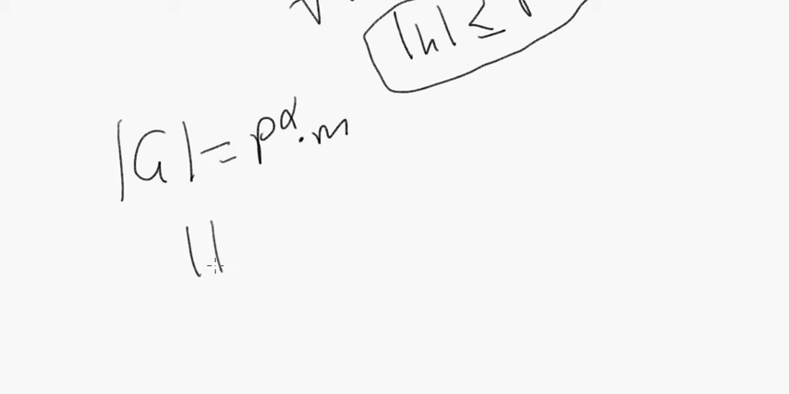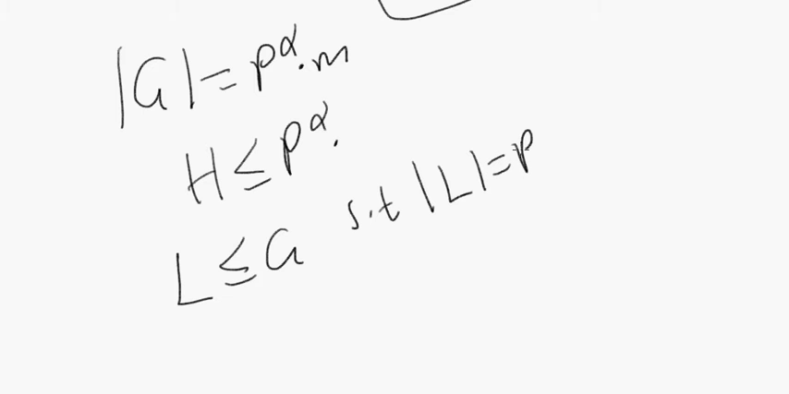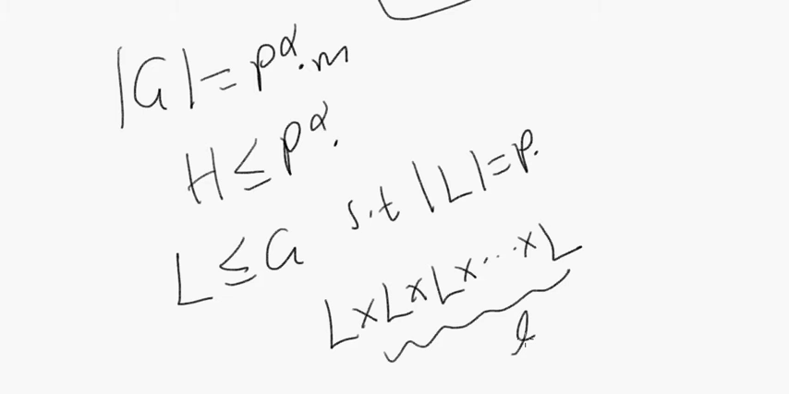Well, the idea was, if we could find a subgroup of order p, let's say L was a subgroup of G such that the order of little l equals p, right? Perhaps then we could think of L cross L cross L cross L, alpha times. Right? Because wouldn't the order of L cross L cross L cross L equal p to the alpha? Isn't it the order of L, which is p, times the order of the other L, which is p? So the product of all of them, doesn't that give us p to the alpha?